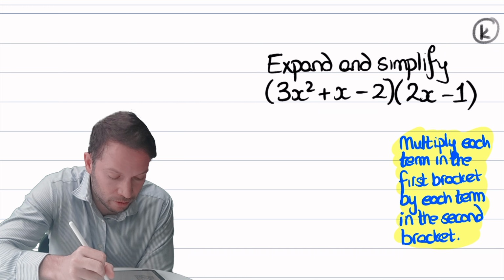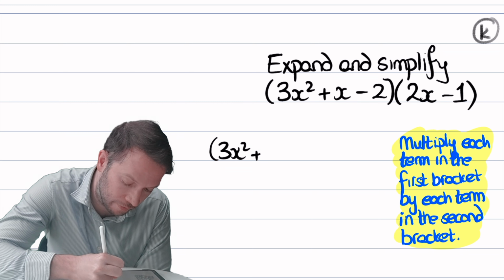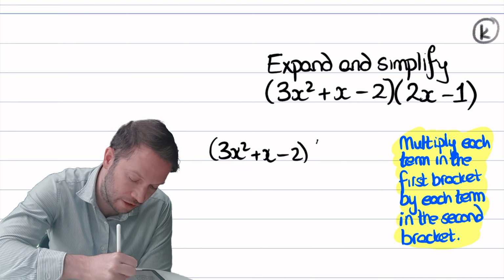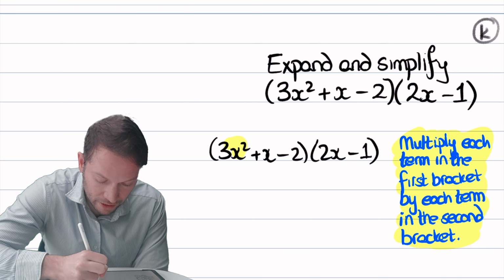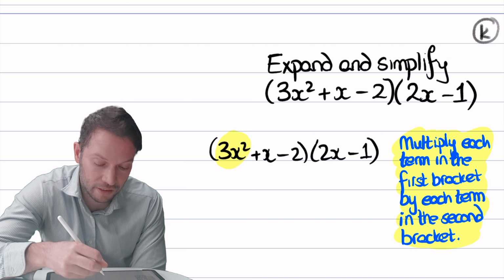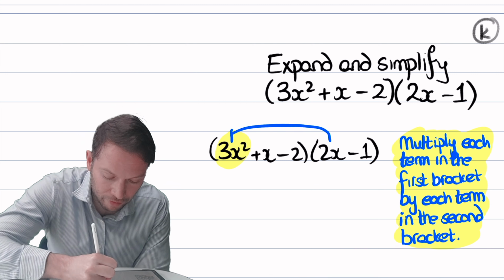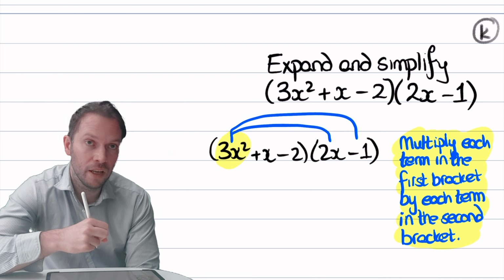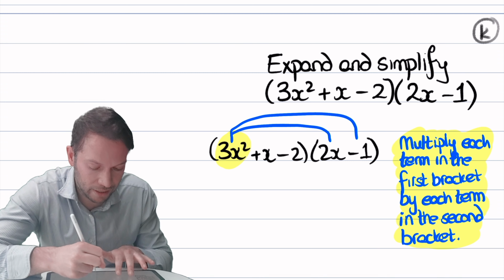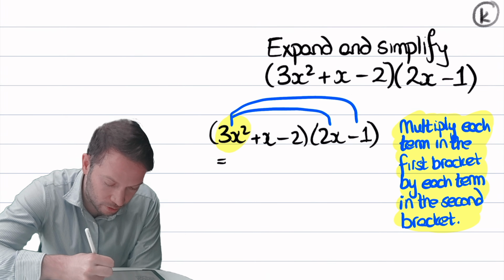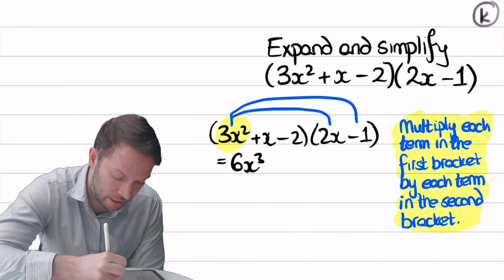Right, so the way I do it is, if I just copy this out first, I focus first on the first thing in the first bracket. So I'm going to pick this first thing in the first bracket and multiply it by each thing in the second bracket. So I'm going to multiply the 3x squared by this first term of 2x and the 3x squared by the second term of -1. I'm picking the first thing from the first bracket times each possible thing in the second bracket. So the 3x squared times the 2x is 6x cubed, and then the 3x squared times the -1 is -3x squared.